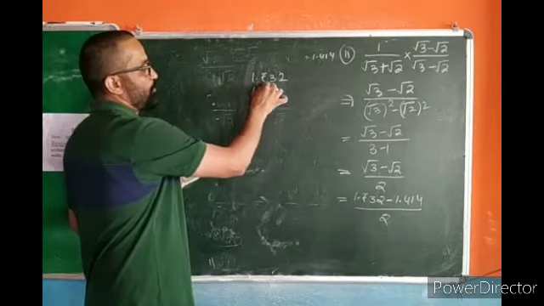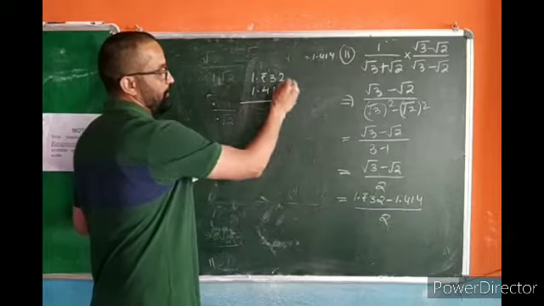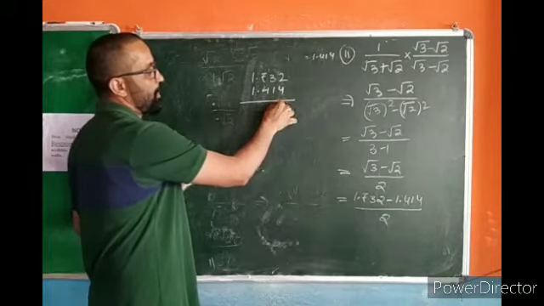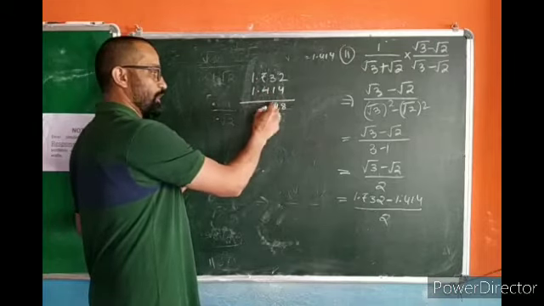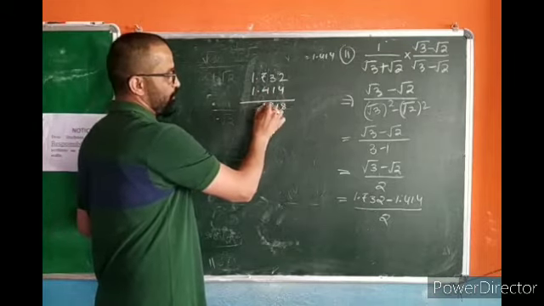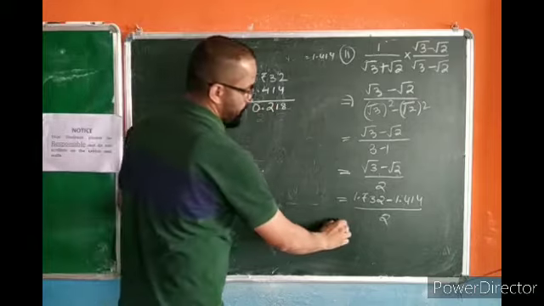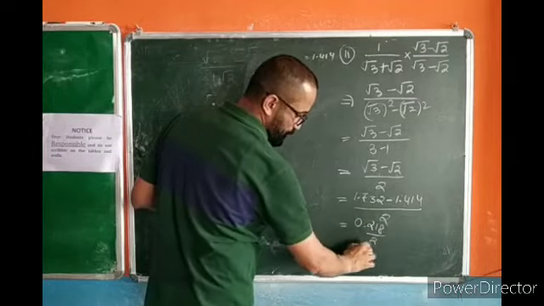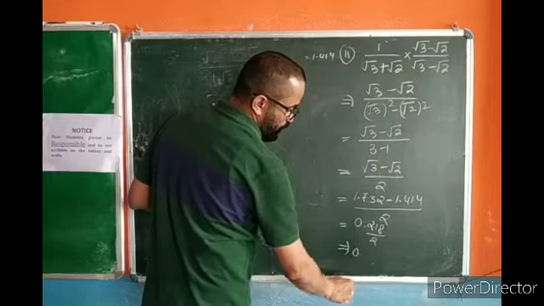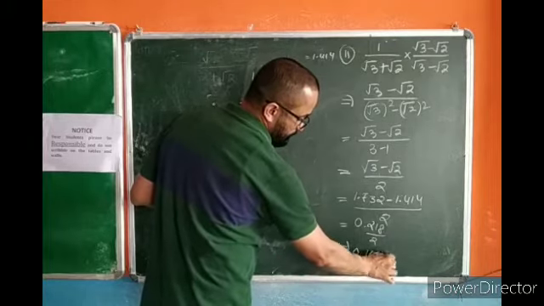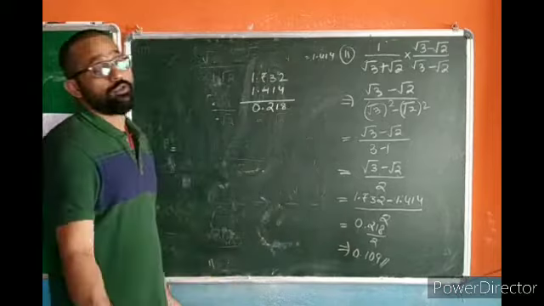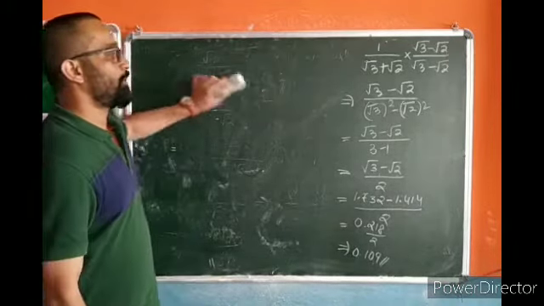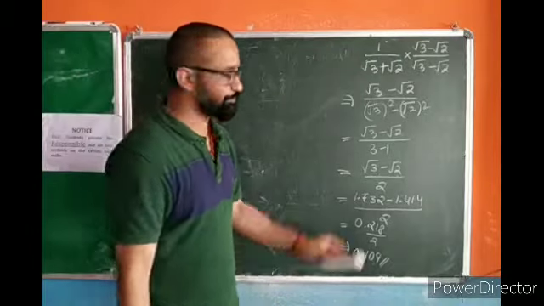Subtract 1.732 minus 1.414. 12 minus 4 is 8, 2 minus 1 is 1, 6 minus 4 is 2. So it is 0.318 divided by 2, which gives 0.159. That is the answer for the simplified value of 1 divided by root 3 plus root 2.